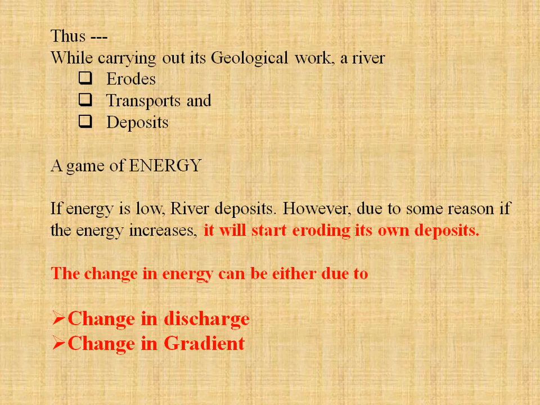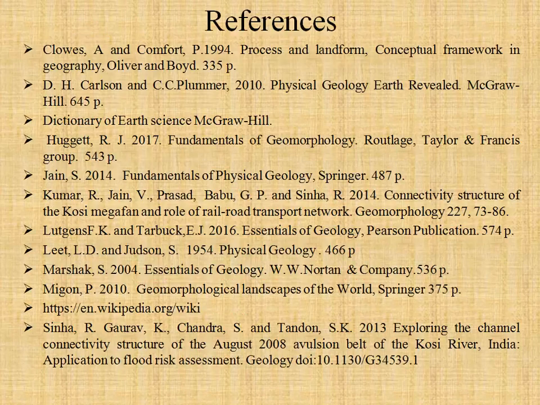We have already discussed in the beginning that whatever energy the river gains is because of the gradient high up in the mountainous region, and then as the river comes down on the plains, a number of tributaries join and the discharge increases, so that also brings about the change in the energy.